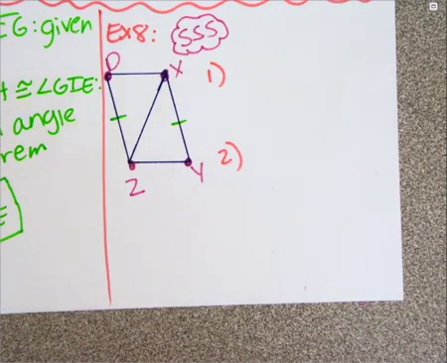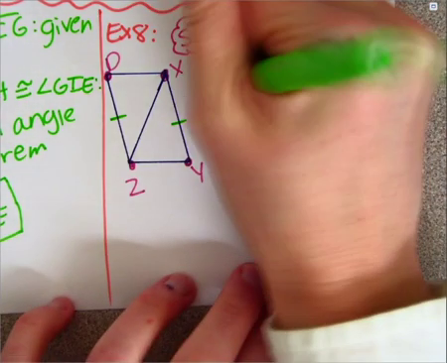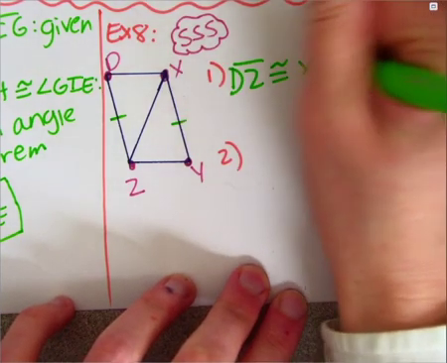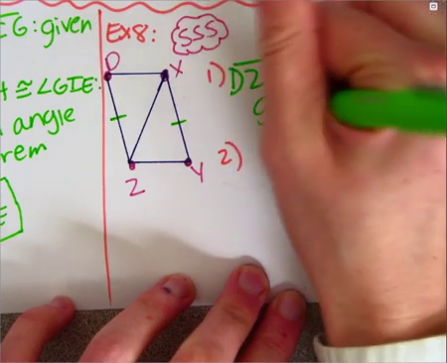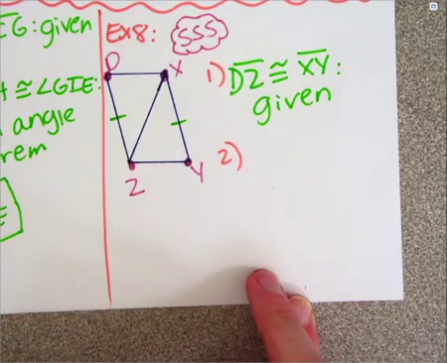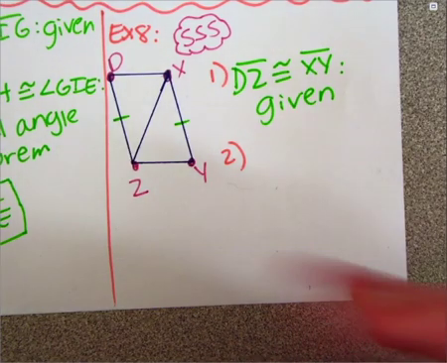Okay, let's get going. First I'm going to list what was given to me in my picture. These two sides were marked congruent. So I'm going to say DZ is congruent to XY because it was given to me. Oh no, nothing else is marked in my picture as congruent.